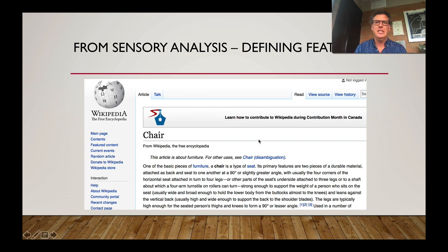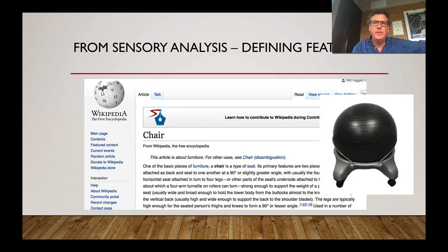But even if you think of this, back in a seat, so here's the two primary features, two pieces of durable material, the back and the seat. Okay, when people started thinking about how the brain recognizes things, they thought it was looking for specific so-called defining features, certain things that tell us, oh, that is a seat. And if we took this description, these would probably be the most primary, a back and a seat at about a 90-degree angle. That defines a chair.